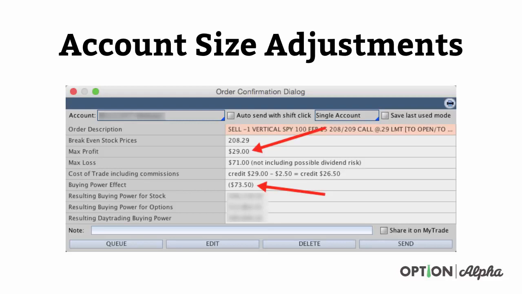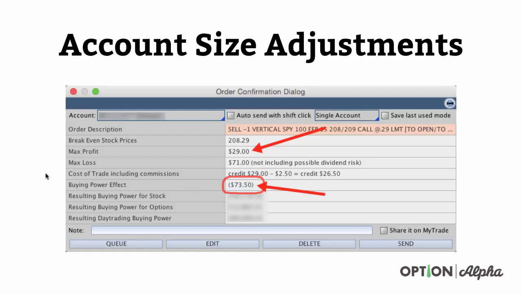So here's an example of just a simple vertical credit spread that we put together a while back on SPY. You can see that the max profit potential here is $29, and the max risk, which is how we base our account size, is on this buying power effect or max risk, okay? Sometimes it's going to be a little bit different because of commissions and margin and things like that. We usually like to focus on buying power effect. That's usually a more traditional way to focus on it because that's what brokers hold in margin for some of these trades.